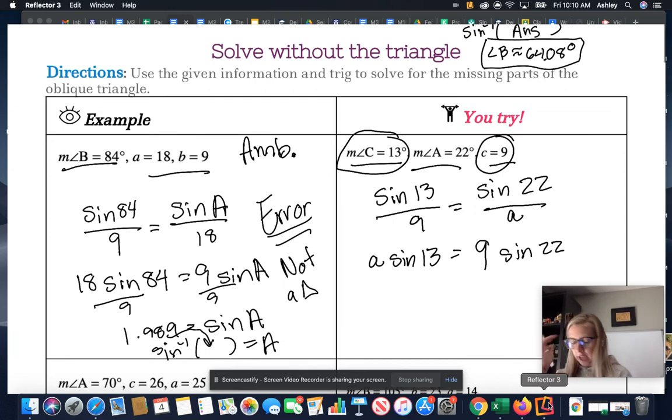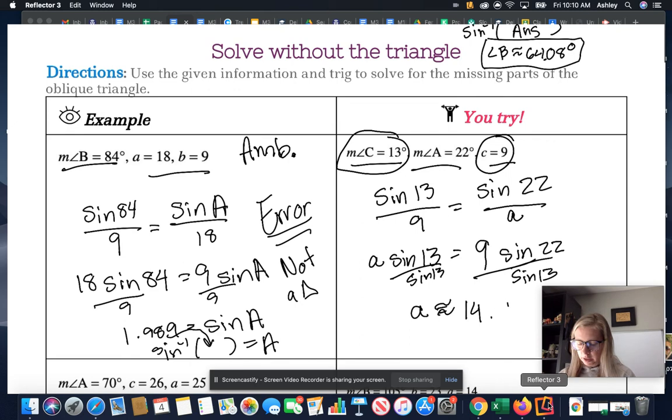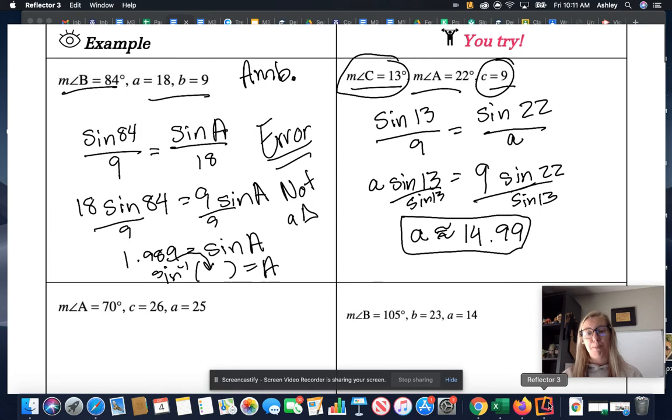Notice this time we're solving for a side, not an angle, so no arc sine required. And of course, that's this entire thing being divided by sine 13. And we get approximately 14.99. Again, we could then use another ratio to solve for our other side and angle as needed. We'd have to solve for the angle using the triangle sum theorem, but then you could use law of sines to solve for the other side B.